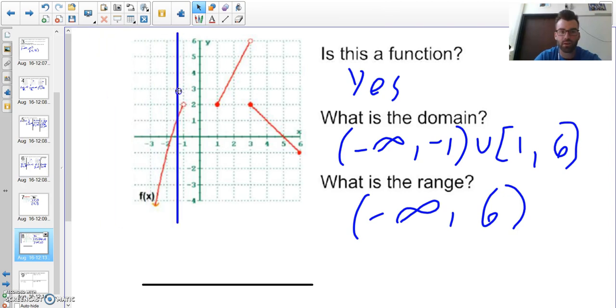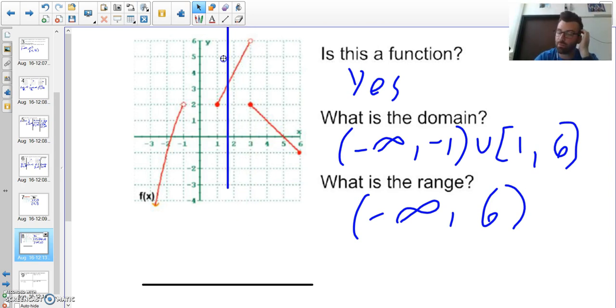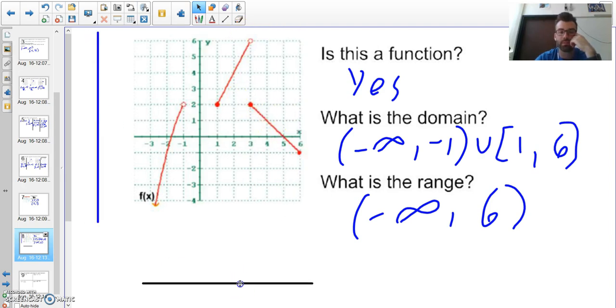All right, so this is a function, it passes the vertical line test, even though there's this break right here, but that's a closed dot up here, closed dot down here, open dot up there. Domain, left to right: negative infinity, negative 1, not inclusive, so there's an open dot. There's a break here. I pick it back up at 1, and it looks like there's a break, but there's a value at 3, and then I go all the way to 6. Same thing, range, negative infinity because of this arrow down here.